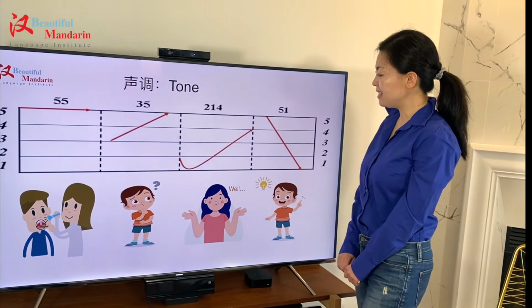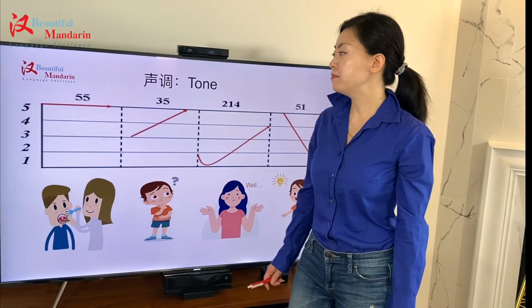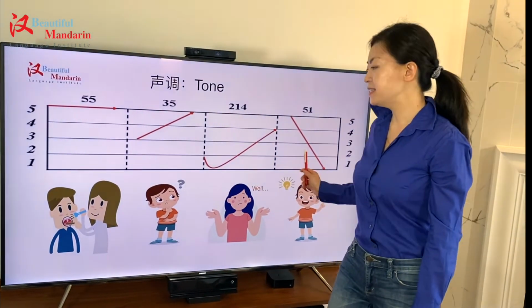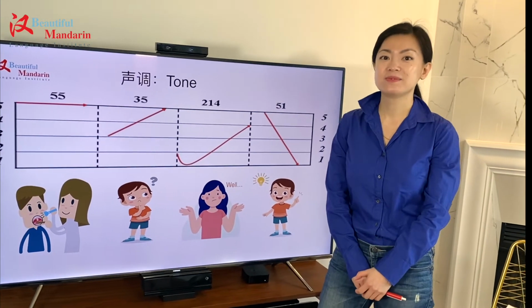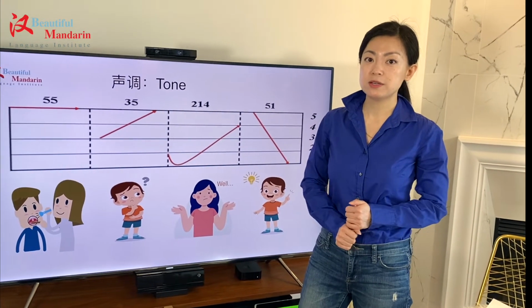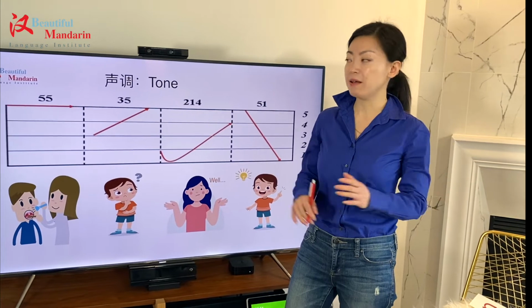Okay, let's see. Total we have 1、2、3、4 4个声调 but we also have a neutral tone. So you can consider we have 5 tones.